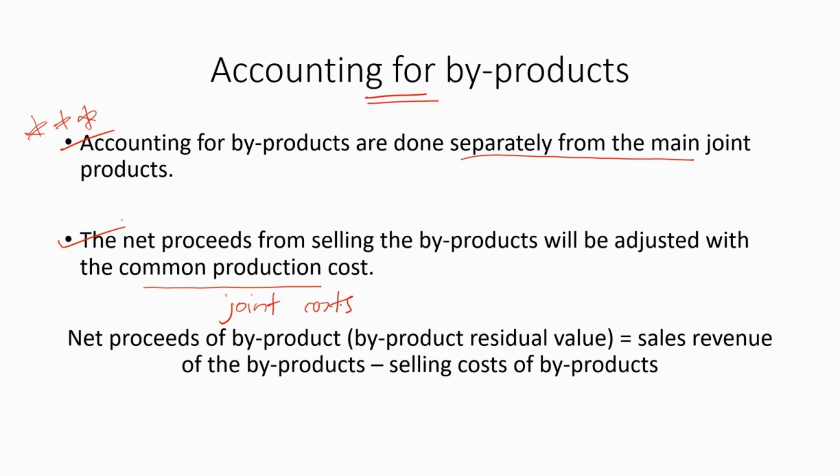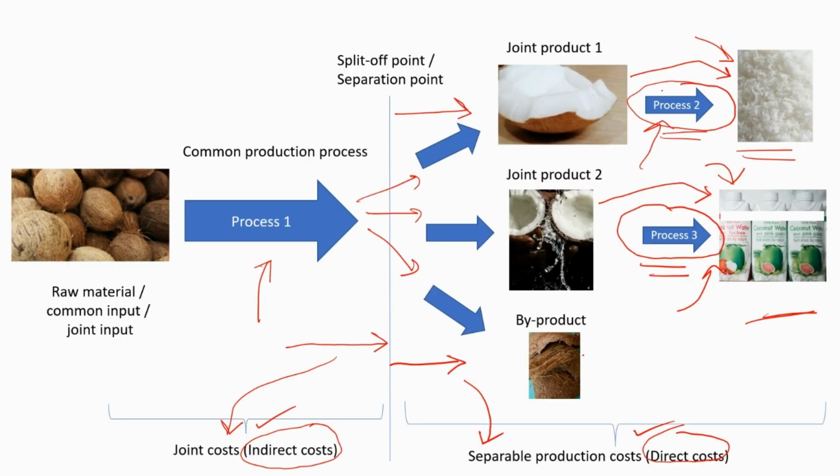So what is the net proceeds from selling the byproducts? This is also known as the byproduct residual value. This is the value that the company can earn by selling the byproducts after deducting all the costs associated with selling the byproducts. So the net proceeds of byproduct is equal to sales revenue of the byproducts minus selling costs of byproducts. Now let's go back to the example.